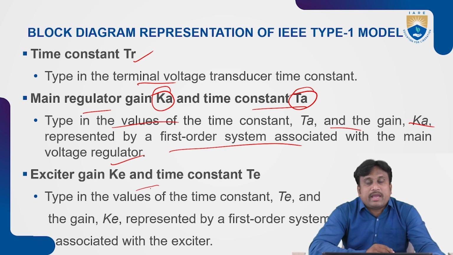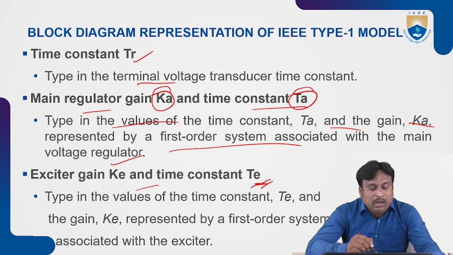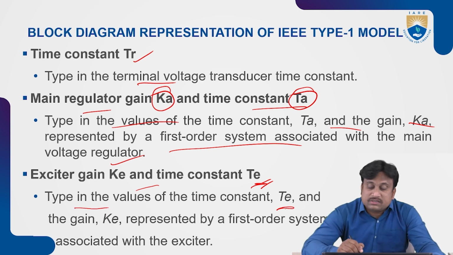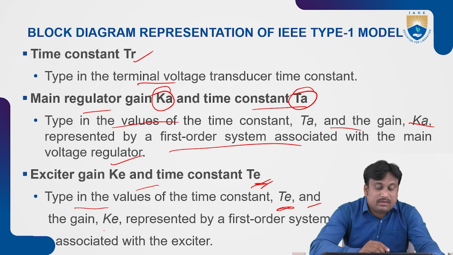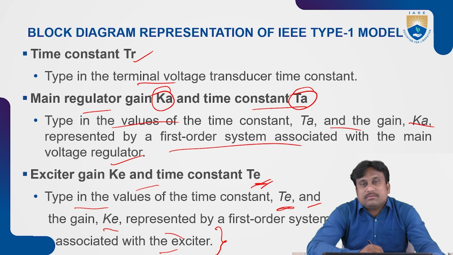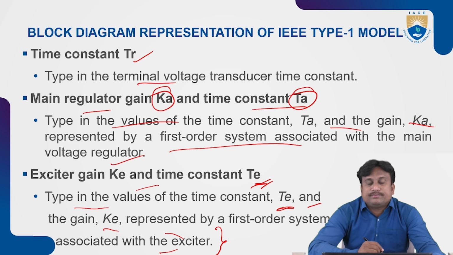So exciter gain is represented by Ke and Te. The values of the time constant Te and gain Ke are represented by a first order system associated with the exciter. This response is applicable for the whole system and they may be treated individually to act for this exciter gain system.